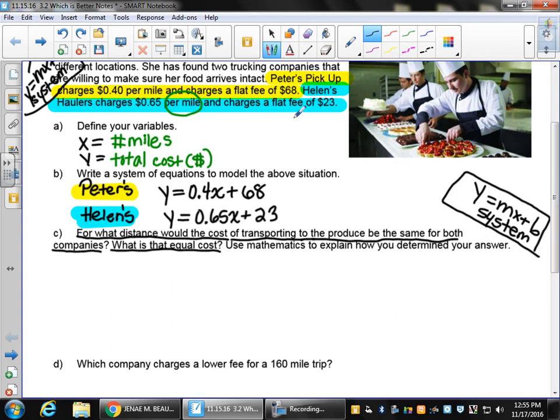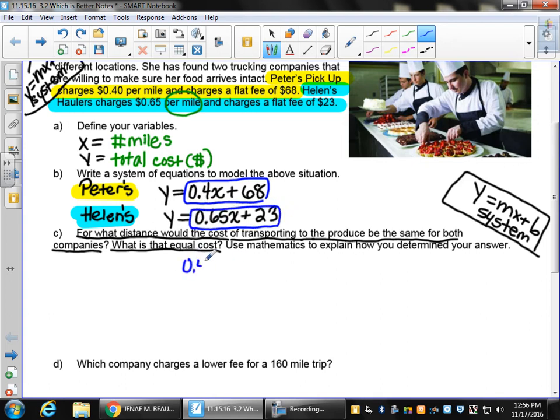So if this question had appeared at the end of a situation, we would have underlined it up here, and then we would be like, let's get our system. Let's get our y equals mx plus b going. We have our system. Let's use it. We want to know when will Peter's company equal Helen's. So we will set Peter's company, which is the cost is represented by this, equal to Helen.